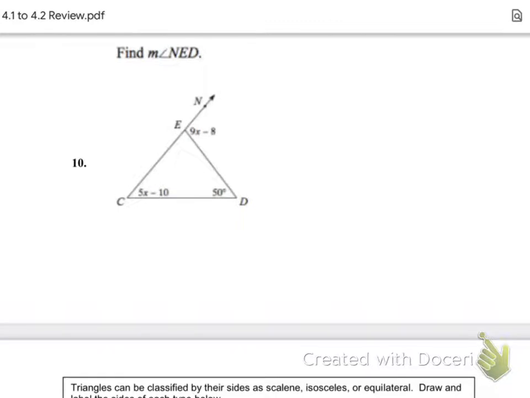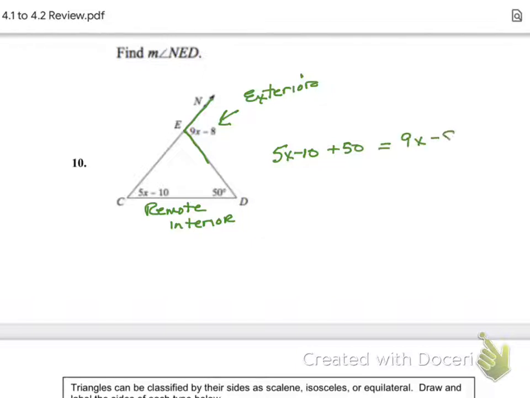Okay, here I want to find NED. So this angle NED is right here. That is an exterior angle, just like we had on the last problem. These two, far away and inside, are the remote interior angles. So what I know is that the sum of the remote interior equals the exterior. So now you have a two-step algebra problem.